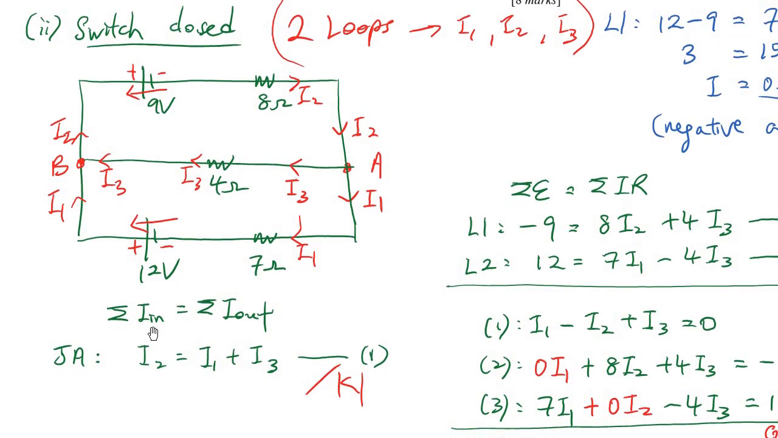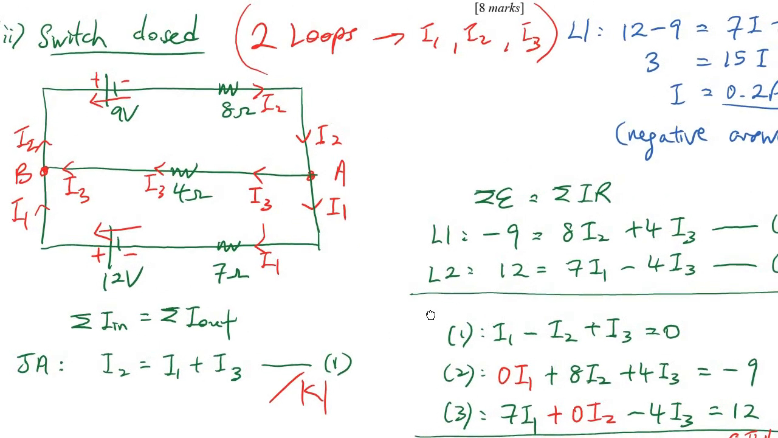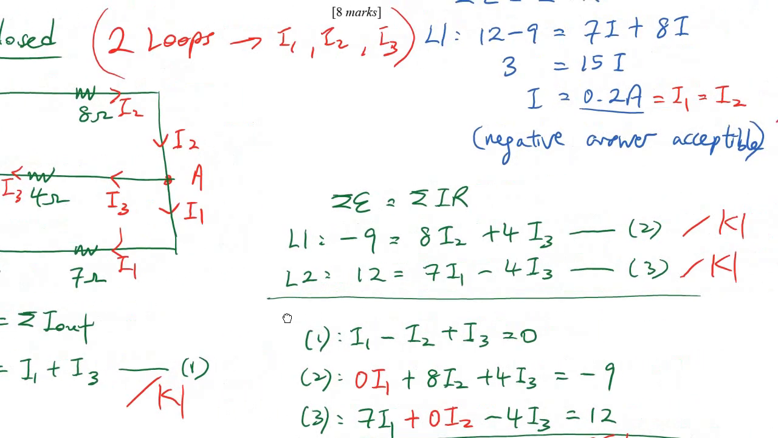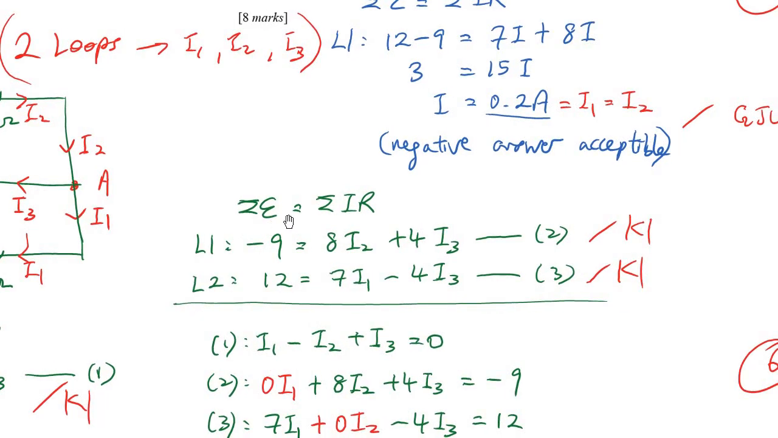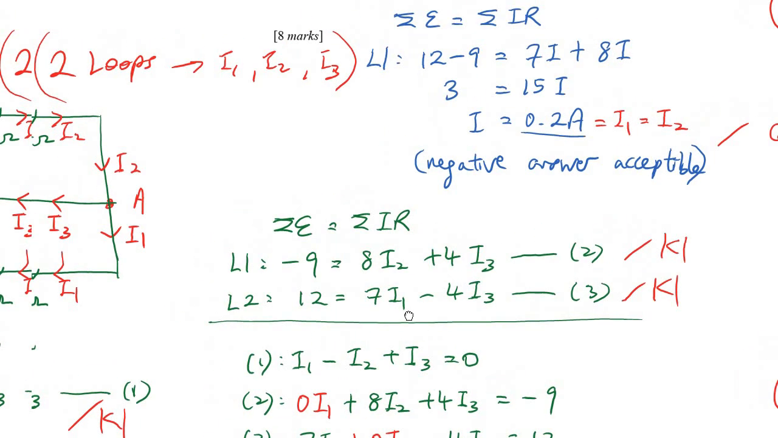Now apply Kirchhoff's first law, which is current in, current out. Choose junction A. At junction A, current in is I2, and current out is I1 and I3. So I2 equals I1 plus I3. So you get one equation, 1 mark. Then we do Kirchhoff's second law, total E equals total IR.